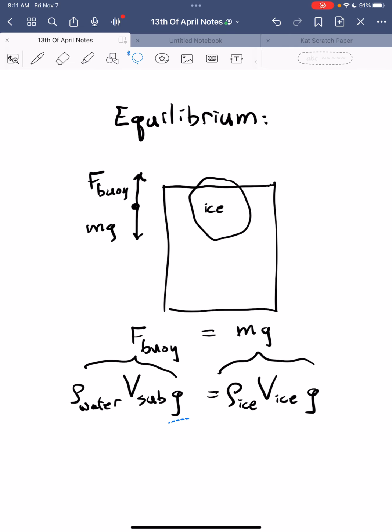And the weight of the ice can be described as the density of the ice times the volume of the entire piece of ice. The whole thing, not just the amount that's submerged. This is a key point. That's the volume of the entire ice, whereas this is the volume of the water that's displaced by the ice cube, or by the ice under the water. So this is just the displaced water. This is the entire volume of the ice cube. Okay, so these are equal.